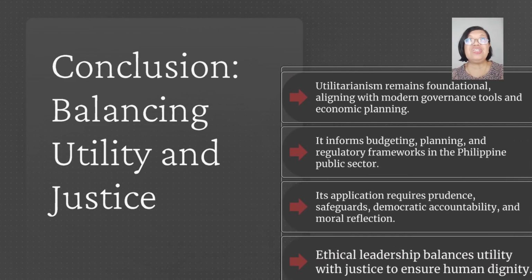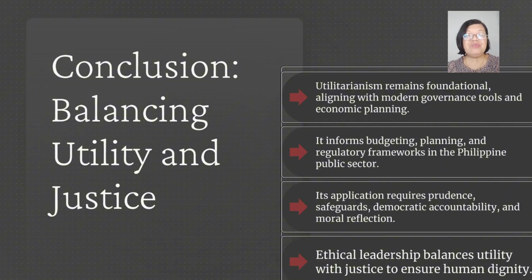So in conclusion, we have to balance utilitarianism with justice. Utility and justice must go hand in hand. Utilitarianism is important in public administration because it is consistent with the modern governance tool of cost-benefit analysis or performance-based budgeting. It is also useful in economic planning. It shapes development policies, influences administrative discretion.